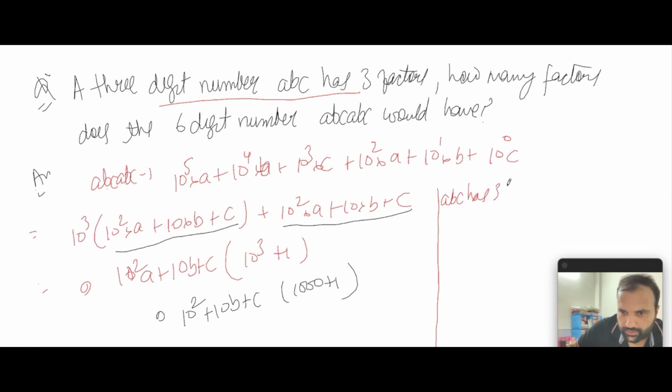It has 3 factors. So what does this mean? It means that we can write ABC as 10 to the power 2 A plus 10B plus C, isn't it? Can we write it or not? We can write it. So can we write it as ABC over here, and this is 1001.